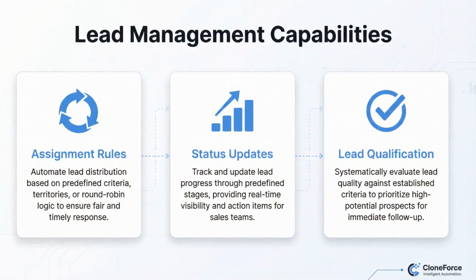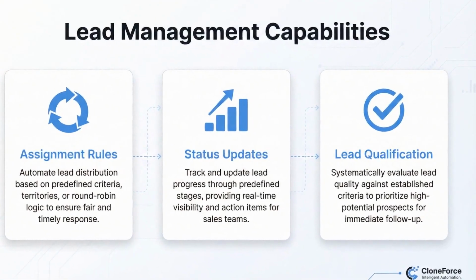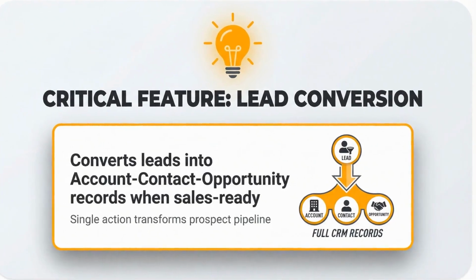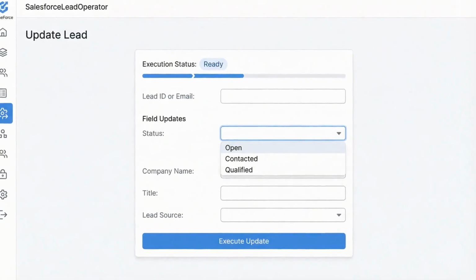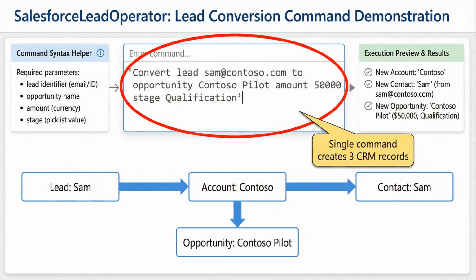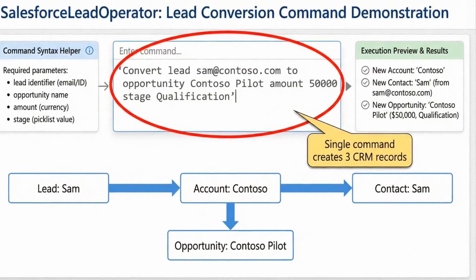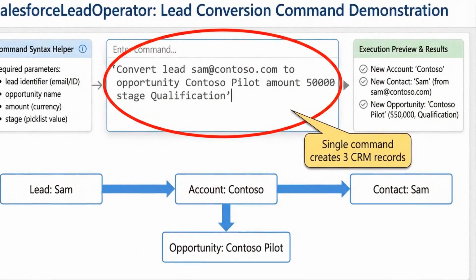The SalesforceLeadOperator manages early-stage prospects who haven't been qualified yet. It creates leads with proper assignment rules, updates lead statuses as they progress through qualification, and most importantly, converts leads into full account, contact, and opportunity records when they're sales ready. Here's the SalesforceLeadOperator update lead interface showing exactly how this works. The conversion process is critical. Convert lead sam@contoso.com to an opportunity named Contoso Pilot, amount 50,000, stage qualification. That single command transforms a prospect into an active deal. Marketing teams use this for campaign management, automatic lead scoring updates, and lead source attribution.